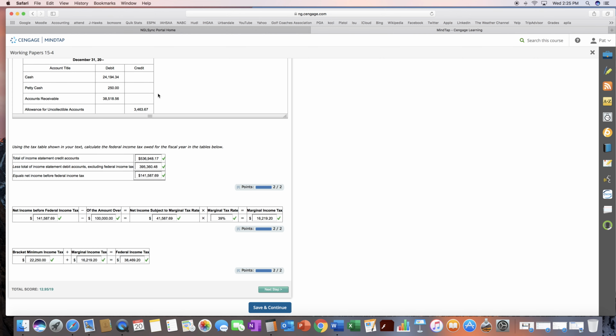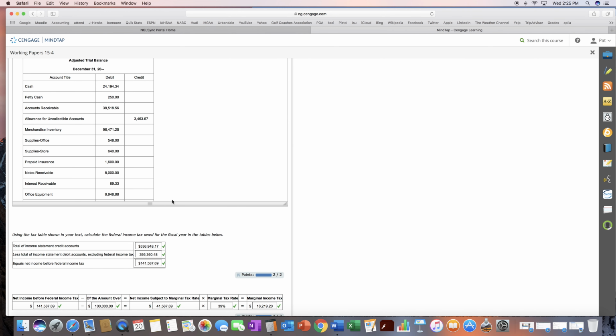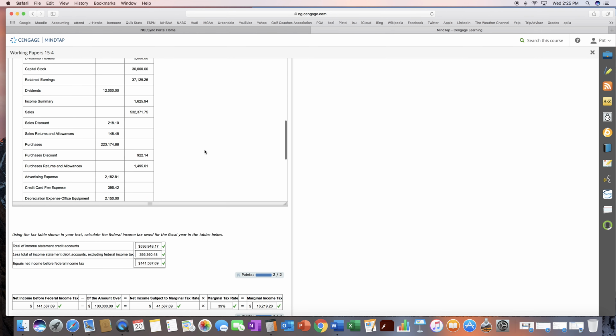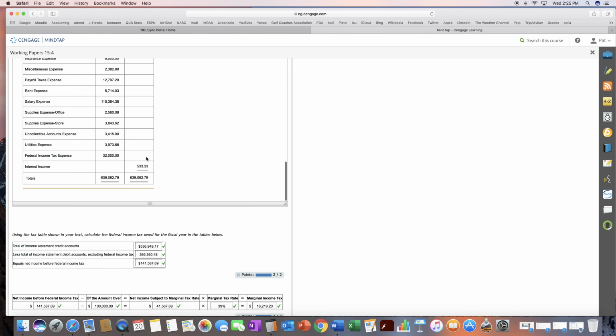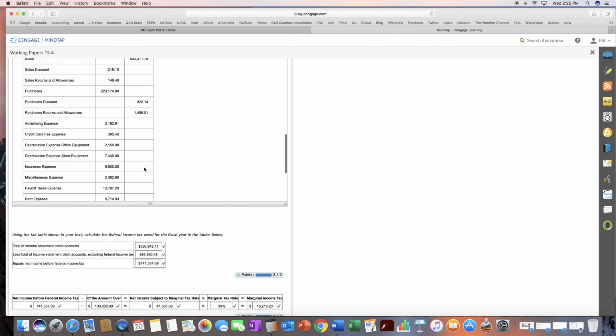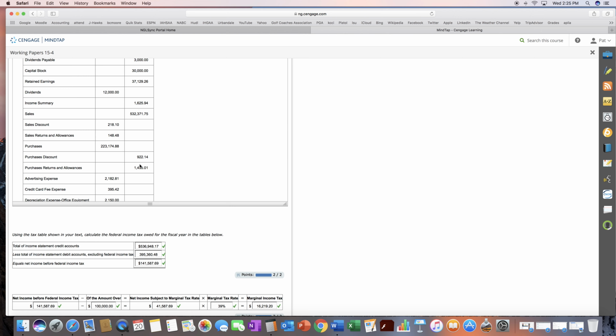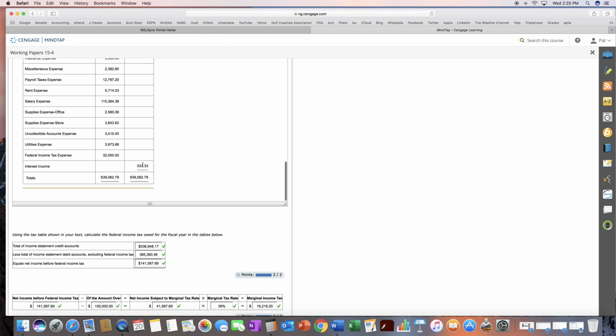So if you remember, when we transferred numbers over, certain balances would be on the balance sheet and certain balances would be in the income statement of that worksheet. Well, as review, the income statement accounts start with income summary. So when it says total income statement credit accounts here, you are starting at income summary and adding all the credit balances, because these are all the income statement accounts. You're adding the credit balances of the income statement accounts, income summary, sales, purchase discount, purchase returns and allowances, all the way down to interest income.